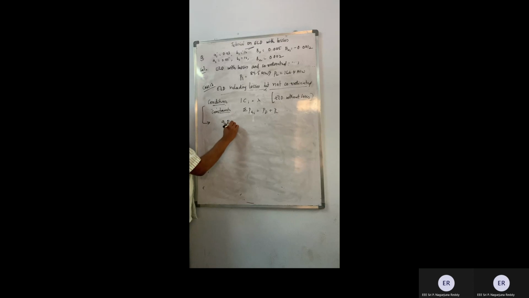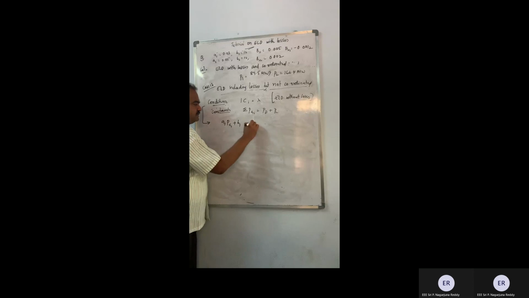What is IC1 and IC2? A1 PG1 plus B2. This is the IC for the first plant. For the second plant, see what is this equation? 0.03 P1 plus 16 is equal to 0.05 P2 plus 2. This is the equation. This is the condition. Second one, constraints. The constraint says that the sum of generations P1 plus P2 must be equal to the demand, which is 200 constant term, plus losses.